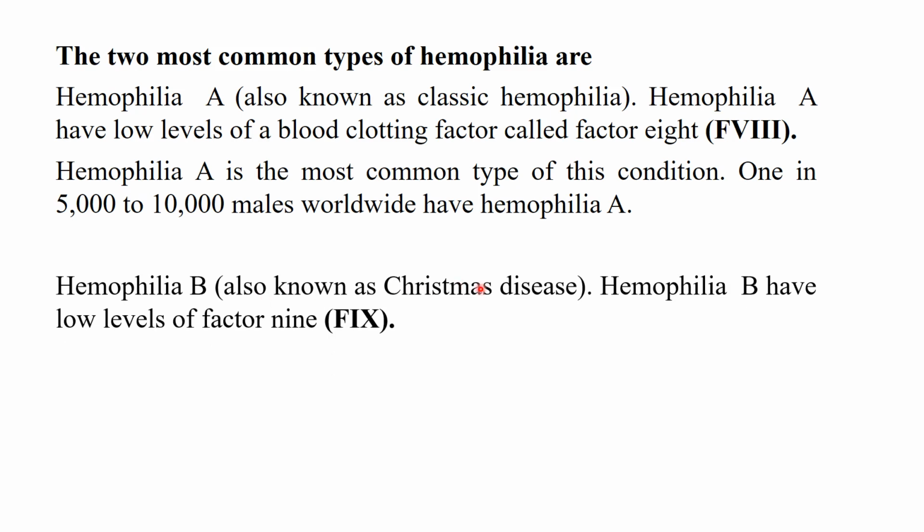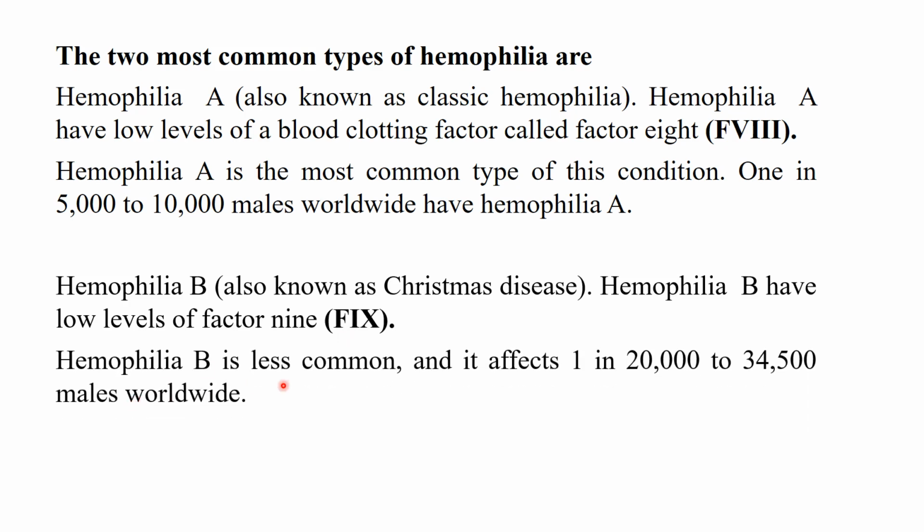Hemophilia B, also known as Christmas disease. Hemophilia B has a low level of factor 9. When factor 9 is at a low level or missing, the condition is called hemophilia B. Hemophilia B is responsible for 20% of hemophilia. It is less common and affects 1 in 20,000 to 34,500 males worldwide. Less common, 20%.